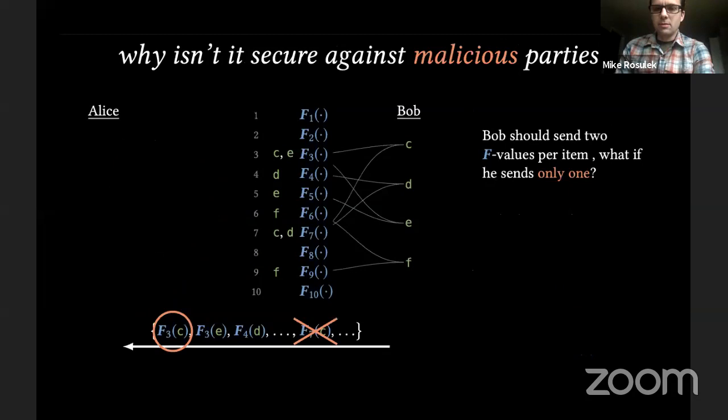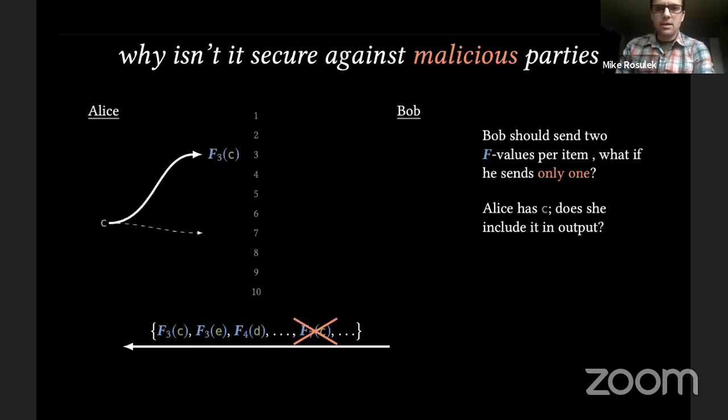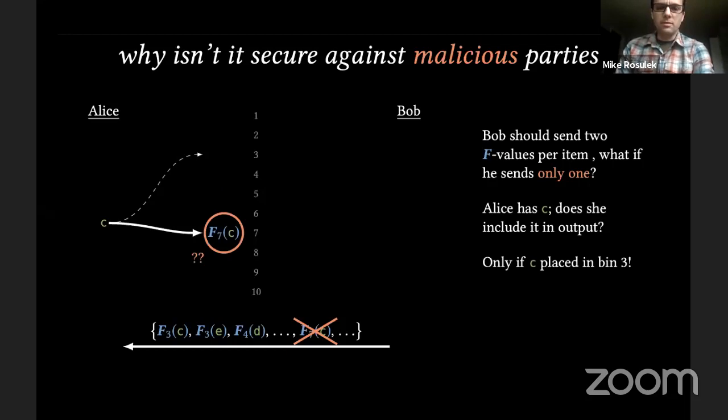It doesn't achieve malicious security because of the following kind of attack. Bob is supposed to send 2 PRF outputs per item. If he just sends 1, it breaks the protocol in a strange way. Let's imagine that Bob withholds one of the things he's supposed to send. Alice has this item C. Remember, she has 2 places that she can put the item. If she puts it in one of the places, then she will recognize one of Bob's PRF outputs, and she'll conclude that it's in the intersection. But if she places it in the other position, then she'll conclude that it's not part of the intersection.